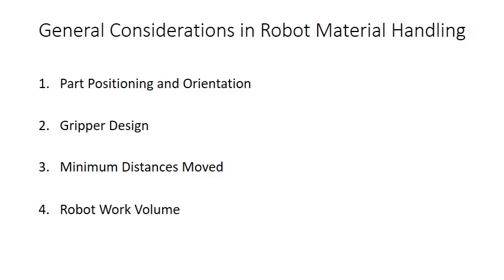The first one is part positioning and orientation. In most parts handling applications, the parts must be presented to the robot in a known position and orientation. Robots used in these applications do not generally possess highly sophisticated sensors, for example machine vision, that would enable them to seek out a part and identify its orientation before picking it up.